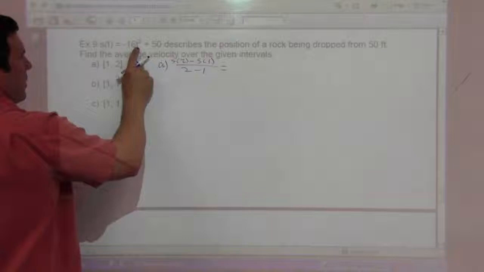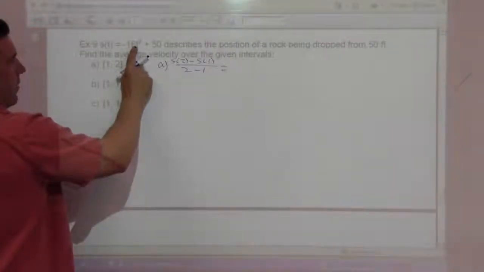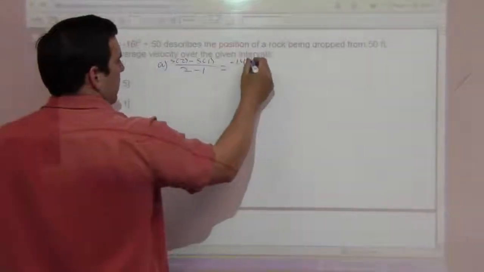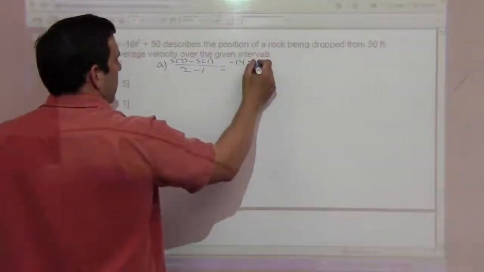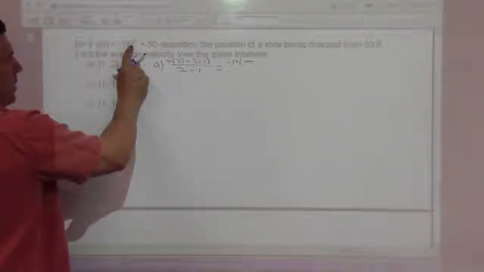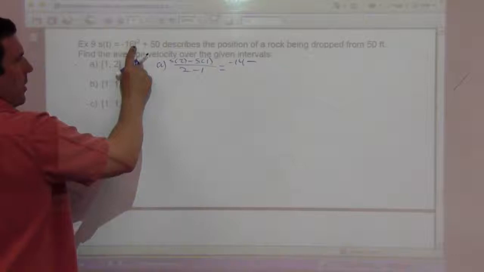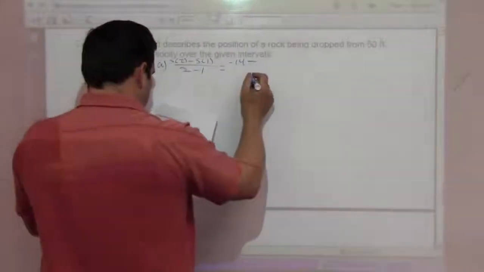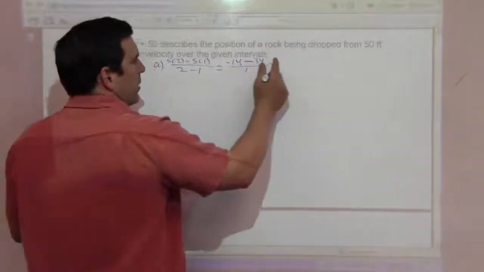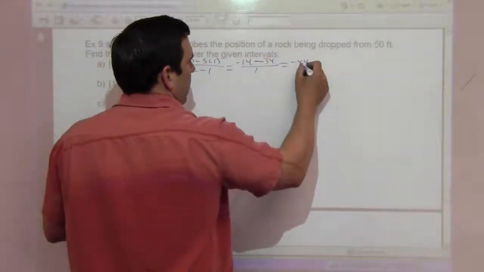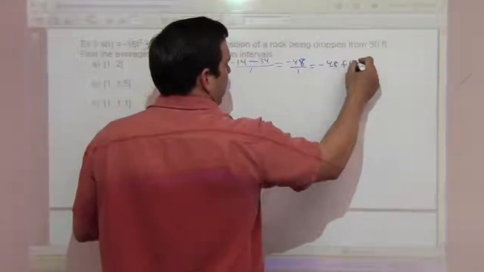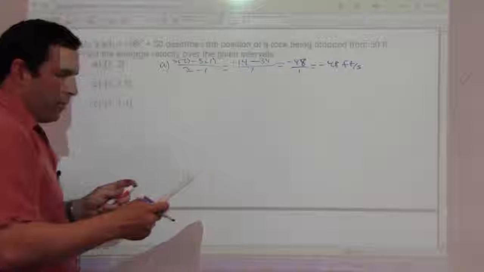Now s of 2, that's 2 squared is 4. Negative 16 times 4 is negative 64, plus 50 is negative 14, minus s of 1. 1 squared is 1, so negative 16 times 1 is negative 16, plus 50, that's going to be 34, over 1. So negative 14 minus 34 is negative 48 over 1. So negative 48 feet per second would be our velocity there.